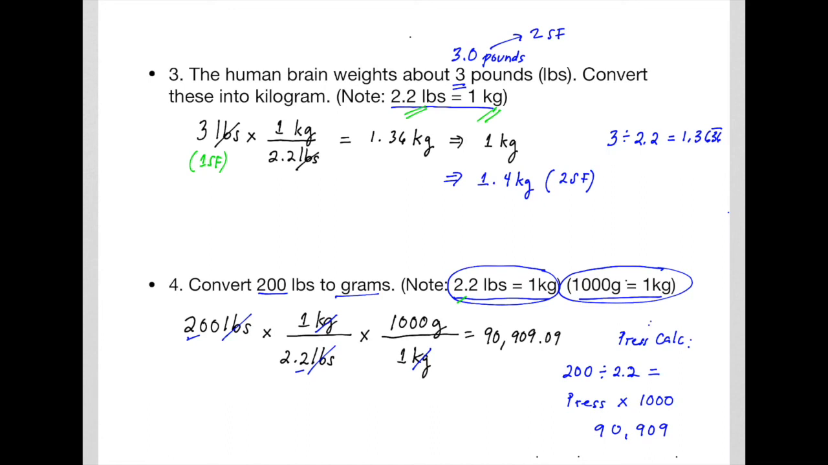90,909.09. Since I want to express my answer in one significant digit, this 90,909 shall be converted into one significant figure, and that is 90,000 grams, and that is one significant figure. Okay, that's it.